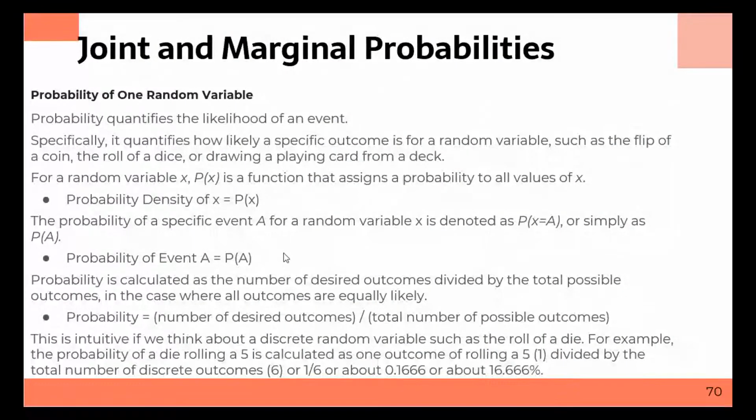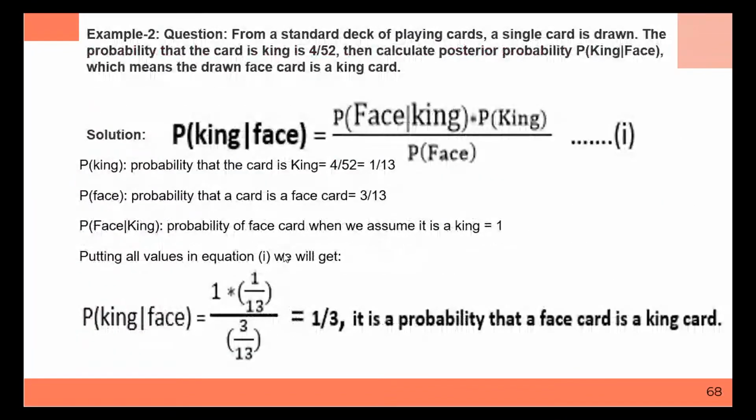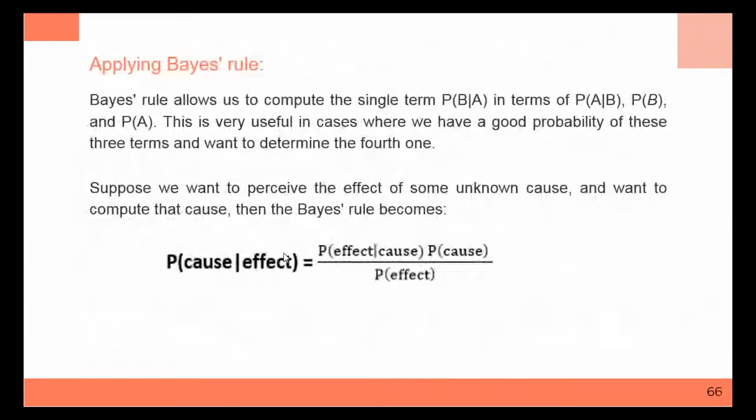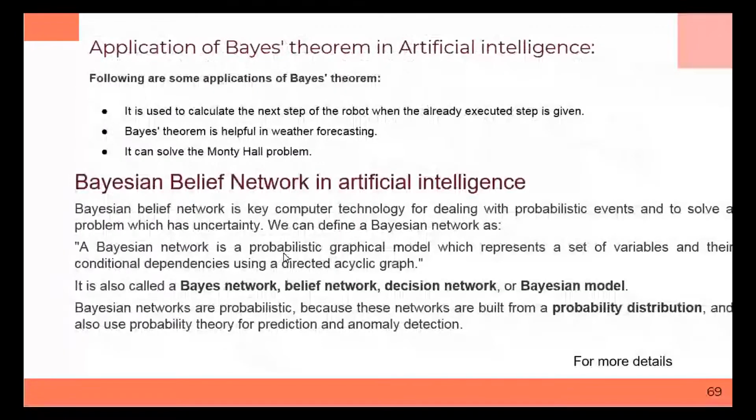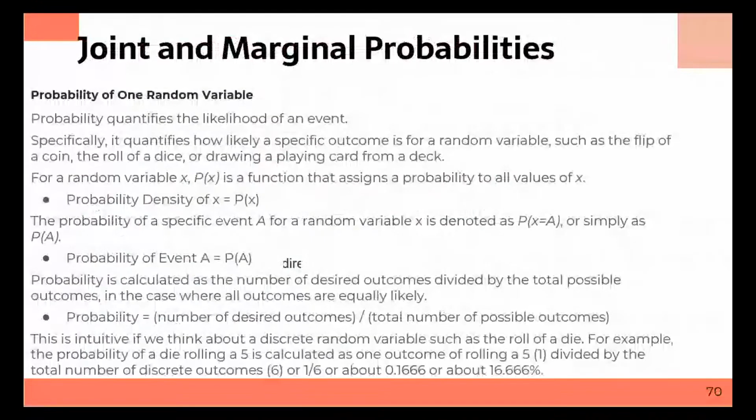Okay, let's go with the next topic, that is joint and marginal probability. We spoke earlier about some topics like Bayes rule and applications, and also Bayesian belief networks. And now let's see joint and marginal probabilities.